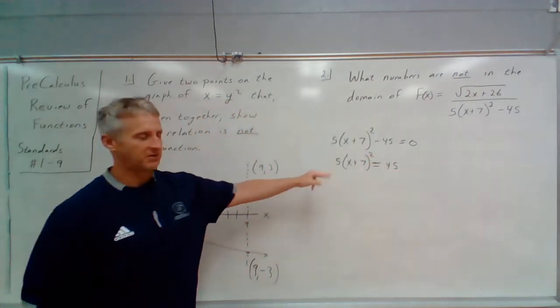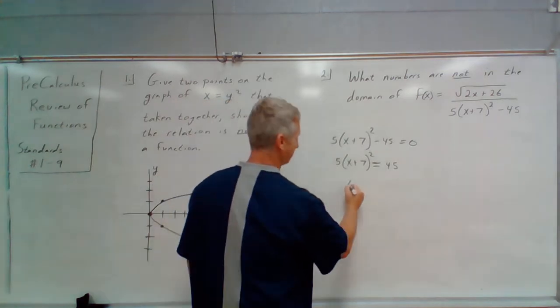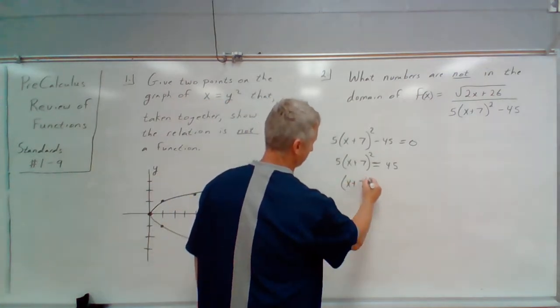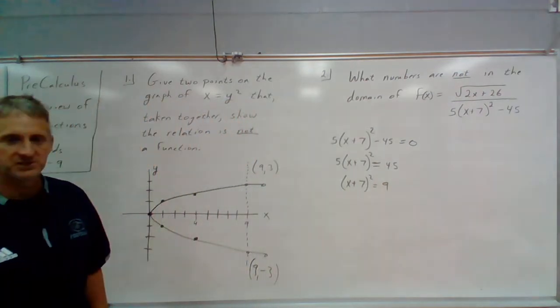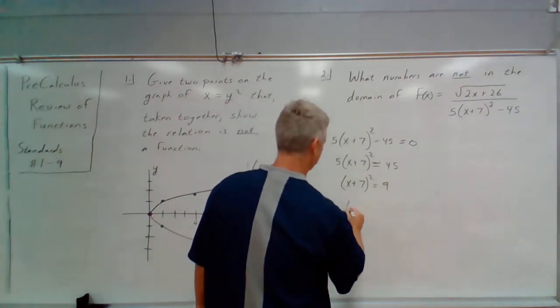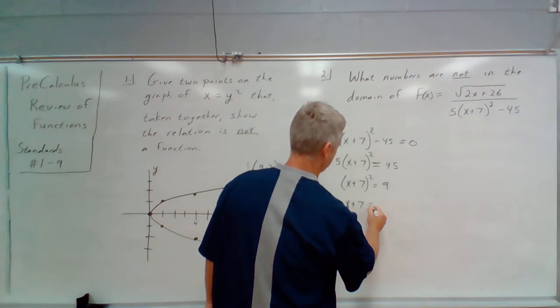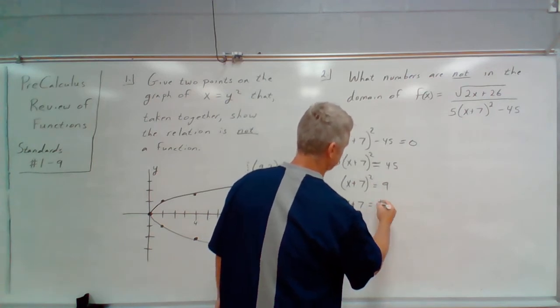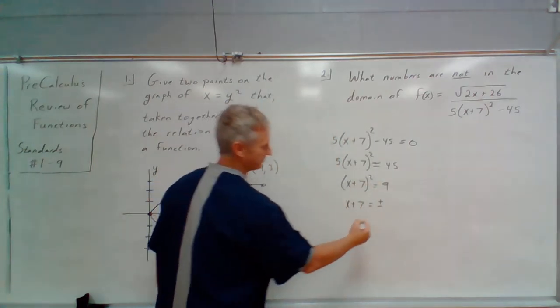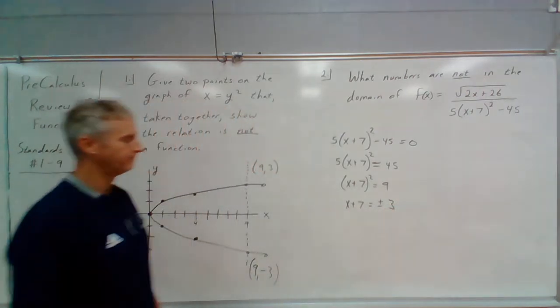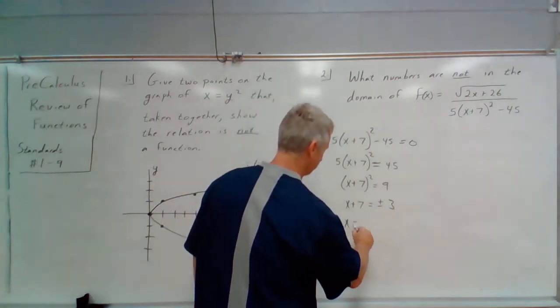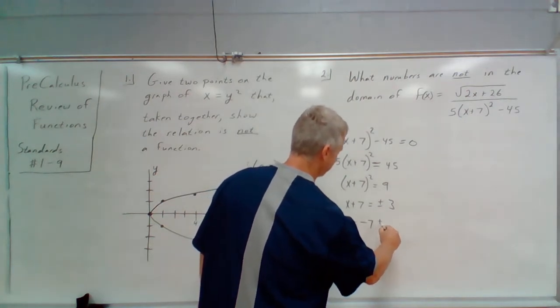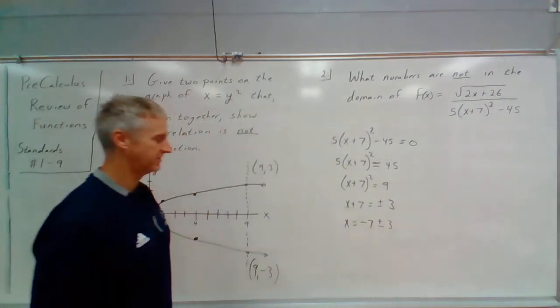Squared. Then I'm going to divide both sides by 5 and get 9. I'm going to take the square root of both sides. Remember, I got two solutions: plus or minus the square root of 9 is plus or minus 3. I subtract 7 from both sides. So negative 7 plus 3 or negative 7 minus 3.